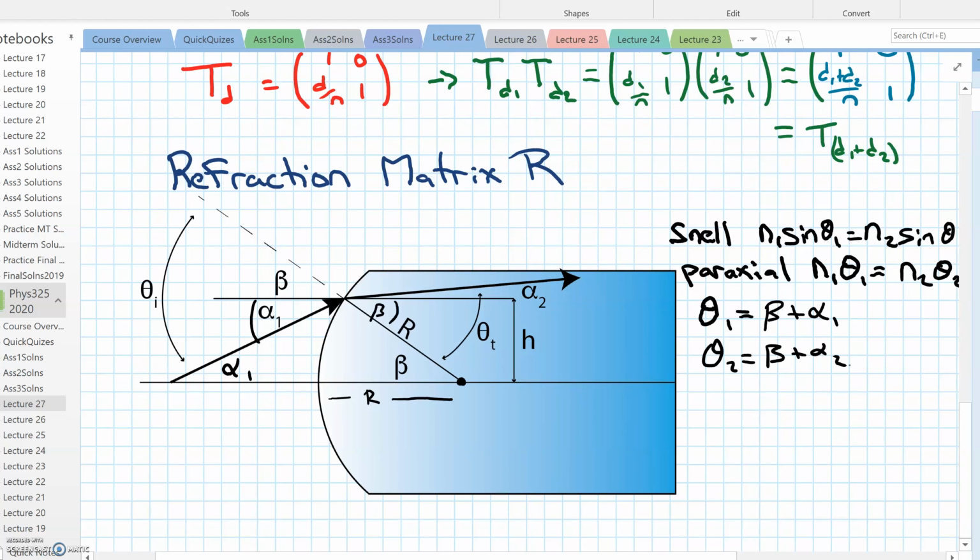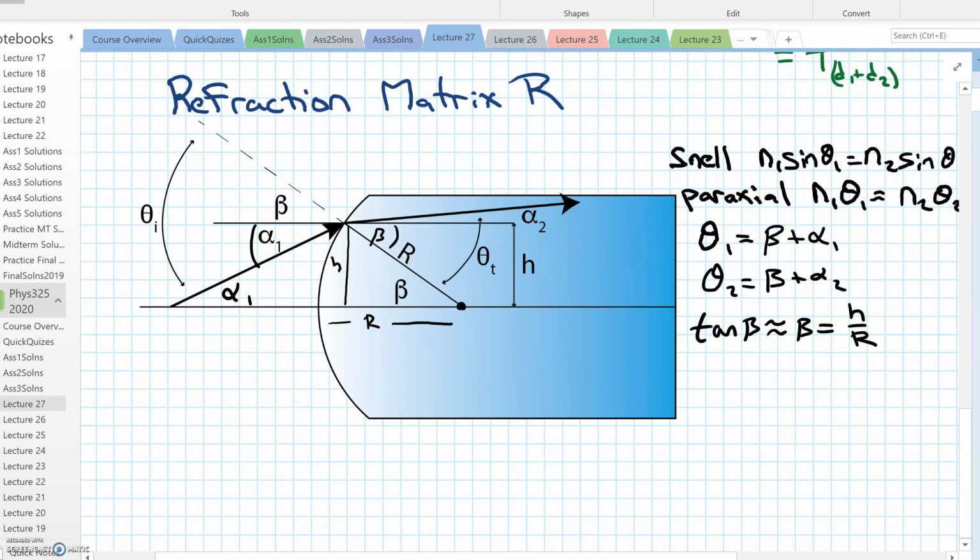All right, and now that we know theta 1 and theta 2, we can use the paraxial Snell's law. From this geometry here, we have a triangle with the tan of beta, which is approximately equal to beta, equal to h over r. Again, r is the radius of curvature of this surface here. So that pretty much gets us almost to where we want to go. Let's use Snell's law now. Snell now says, what does our friend Snell say?